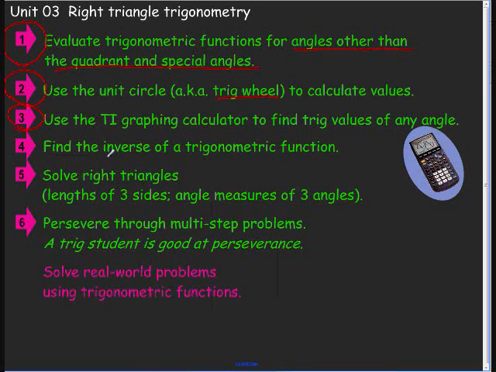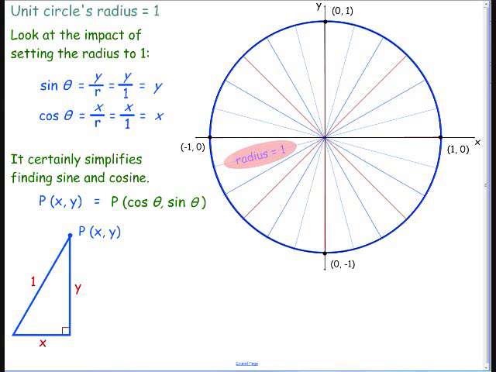Find the inverse of a trig function. People get really confused about this. There is a big difference between finding the inverse of a trig function and the reciprocal function. Remember, we've talked about the reciprocal partners? That's actually a multiplicative inverse. We're going to be talking about a trigonometric inverse. Very important. But as you use it, it will be clearer and clearer.